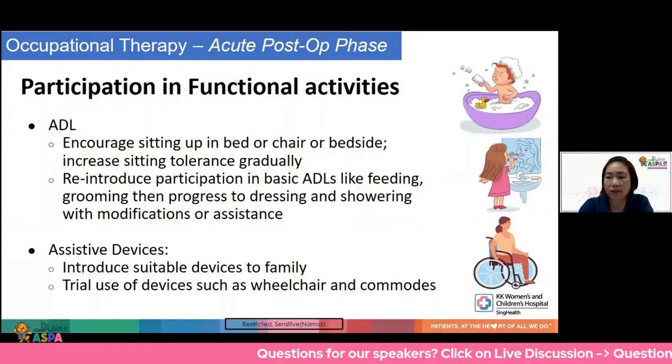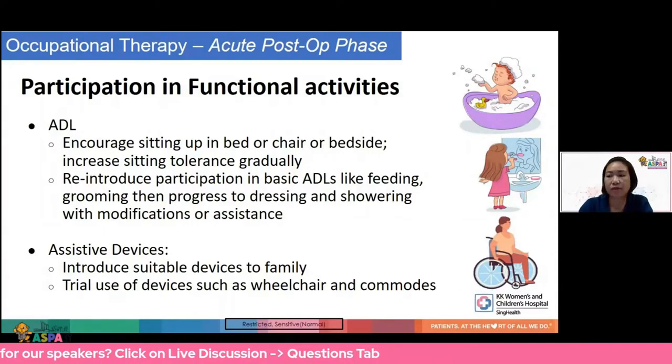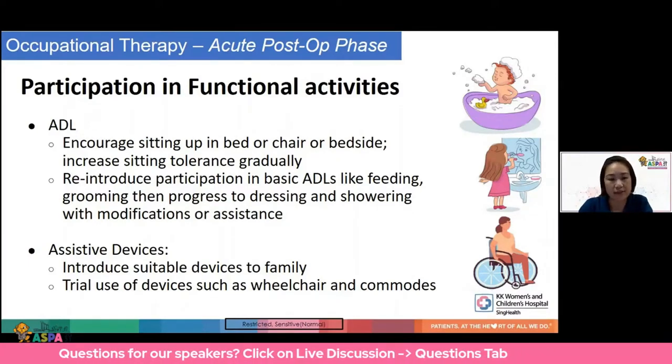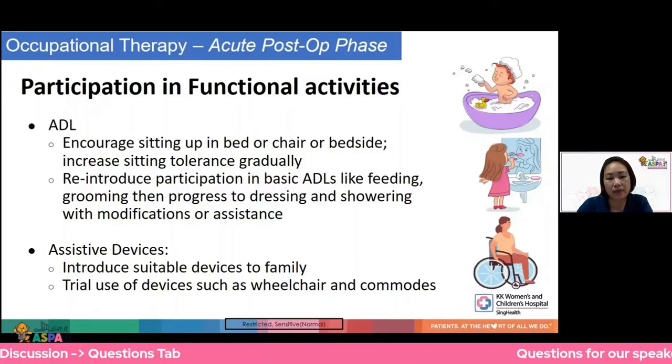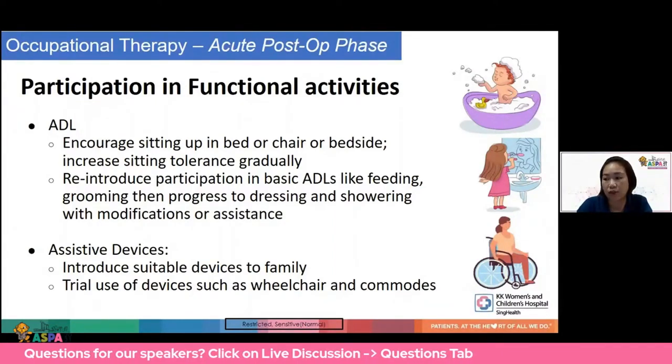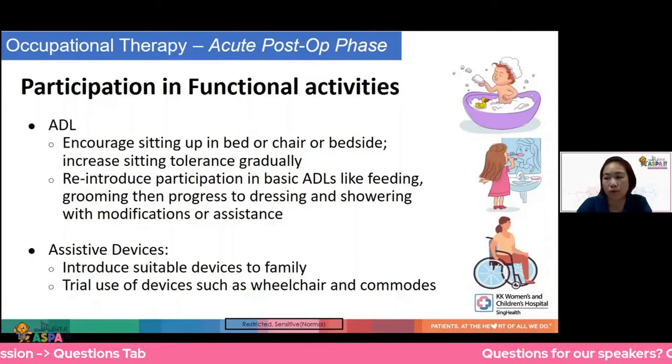And through this type of activities, it will build up their endurance in the process, and then help to give them a bit of modification and assistance as they go along with more challenging tasks. Now, in terms of the assistive device here, they will also start to explore the suitability of the patient needs, and then introduce different devices with modification whenever the child is ready. And the trial may be arranged for the child to try on a wheelchair or commode with suitable accessories based on their needs.